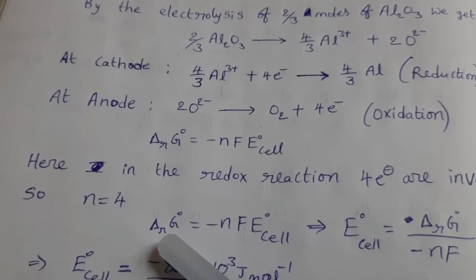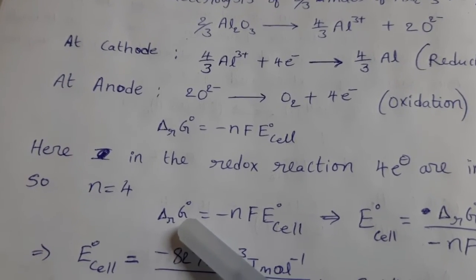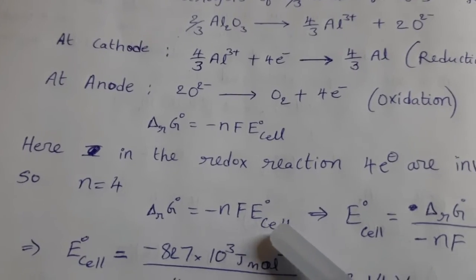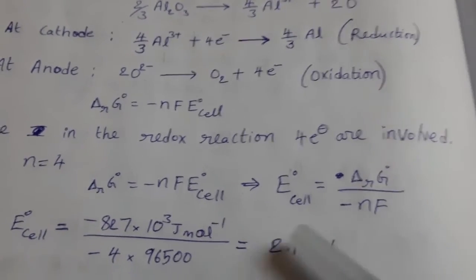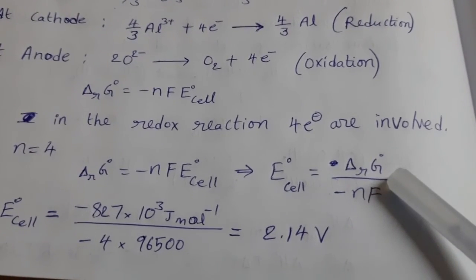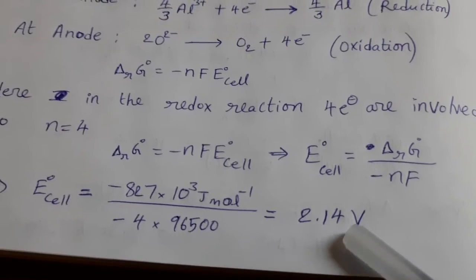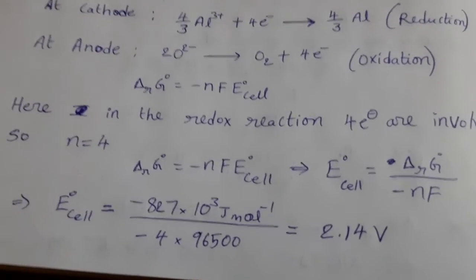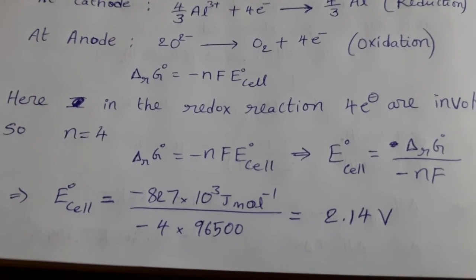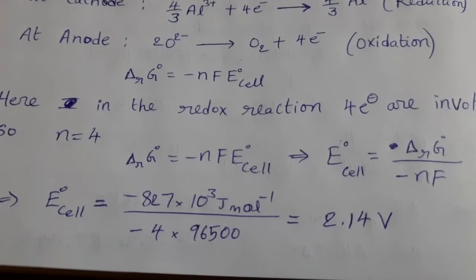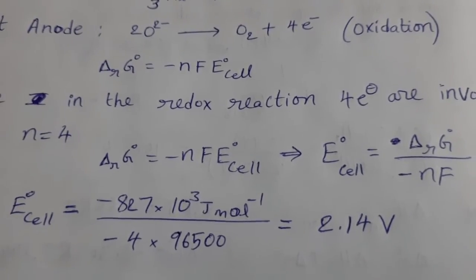Standard change in Gibbs energy of the reaction, ΔrG° equals minus nFE°cell. This E°cell we want. So substitute ΔrG° value, n value, F value. Then we can get the answer. That is this one, 2.14 electron volts. So the minimum EMF required for the electrolysis of Al2O3 is 2.14 electron volts.